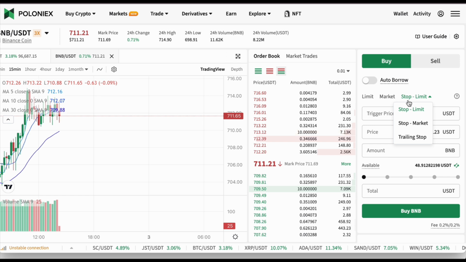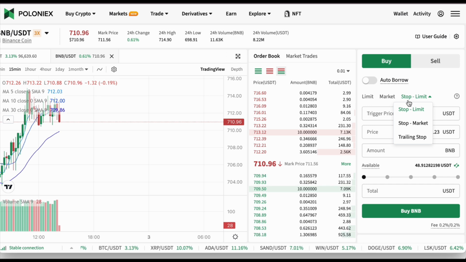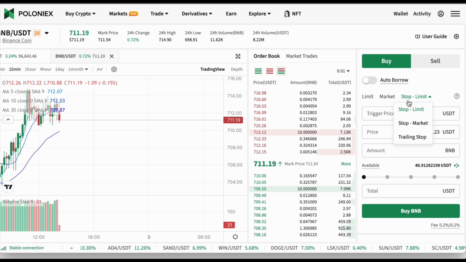You take the answer it gives you and add it to 710. That gives you the price at which you should take your profit. If you do 710 multiplied by 0.10, 10% of 710 gives you around 71.0 or so. You add that to 710, and it's going to be 717. So 717 is your take profit.